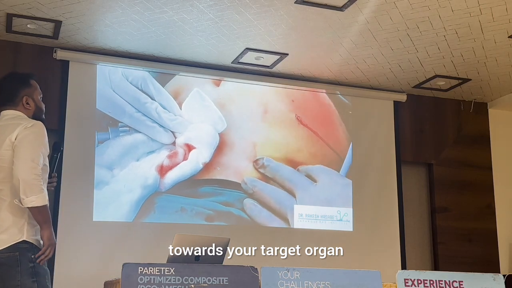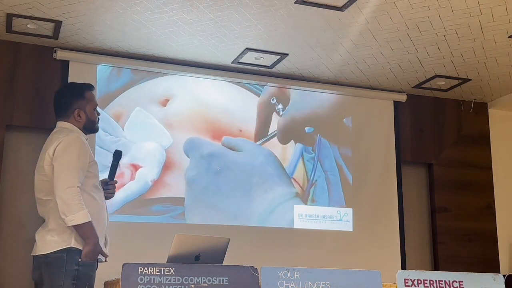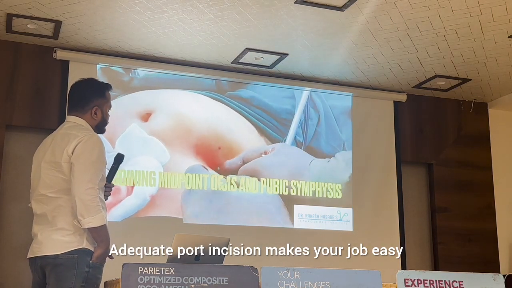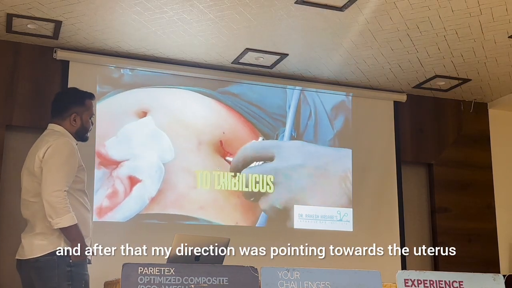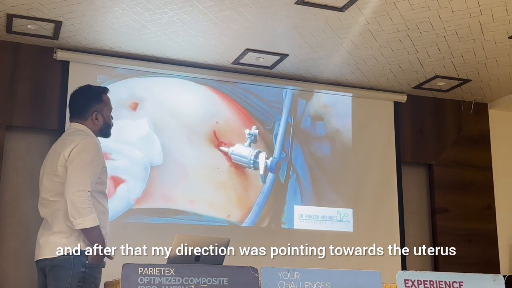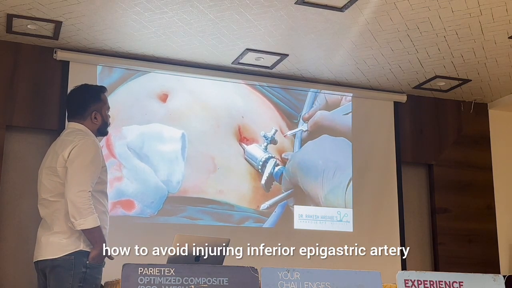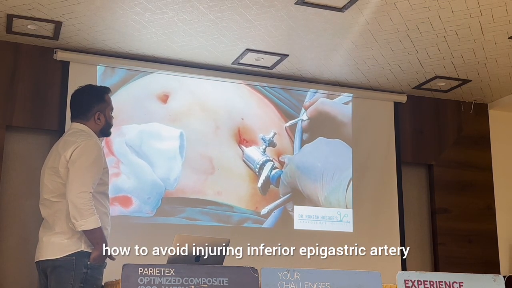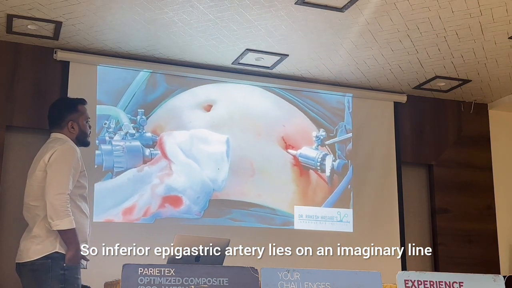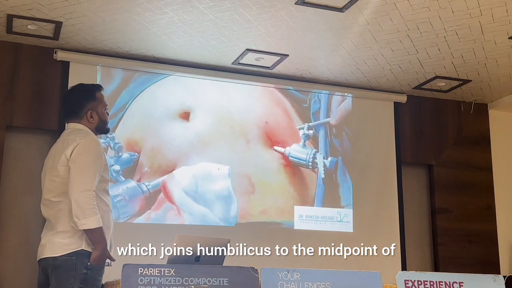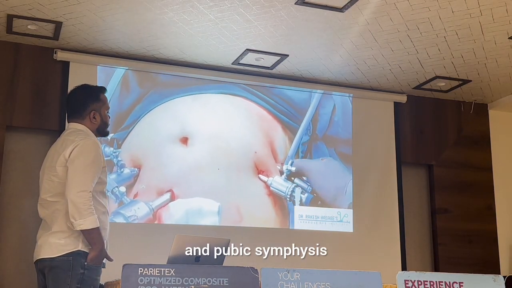Change direction towards your target organ. Avoid taking smaller or bigger skin incisions for port entry. Adequate port incision makes your job easy, and as you can see on the screen, I have engaged the peritoneum, and after that my direction was pointing towards the uterus, which is my target organ. One more important thing: how to avoid injuring the inferior epigastric artery. The inferior epigastric artery lies on an imaginary line which joins the umbilicus to the midpoint of the anterior superior iliac spine and pubic symphysis.